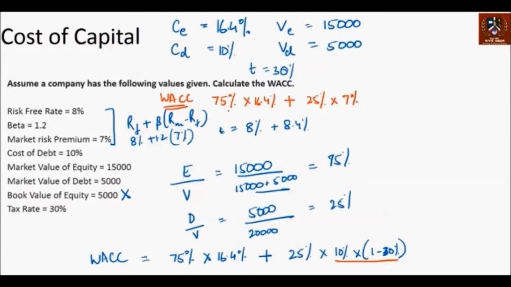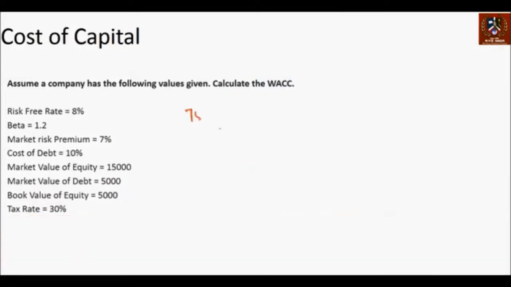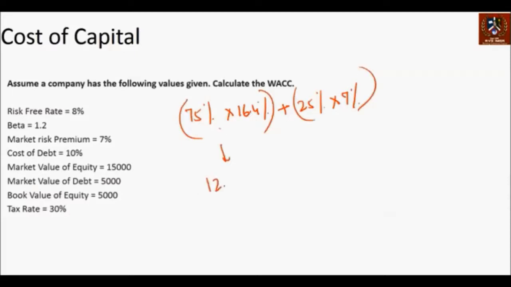So how much would this be? Let's actually rewrite the entire thing. So we'll write 75% into 16.4% plus 25% into 7%. That's what we have. This will be 12.3% plus this will be 1.75%. You add them up, this gives us 14.05%. That is our weighted average cost of capital for this particular calculation. Fair enough.